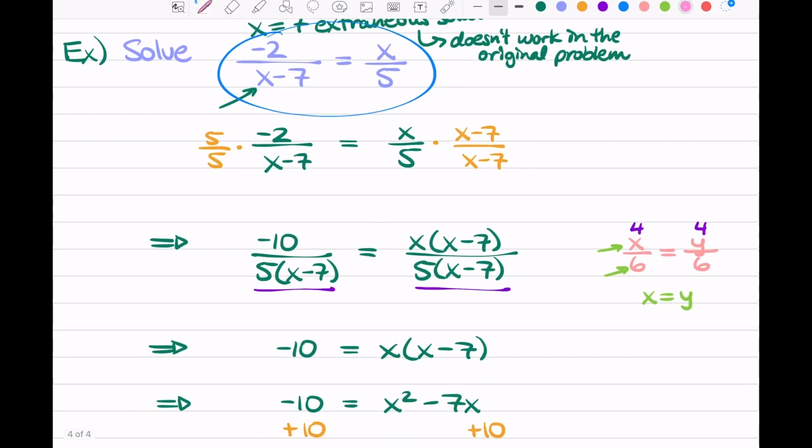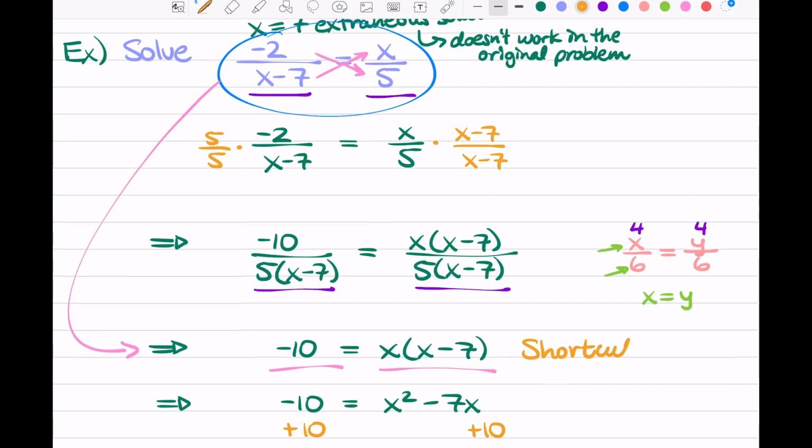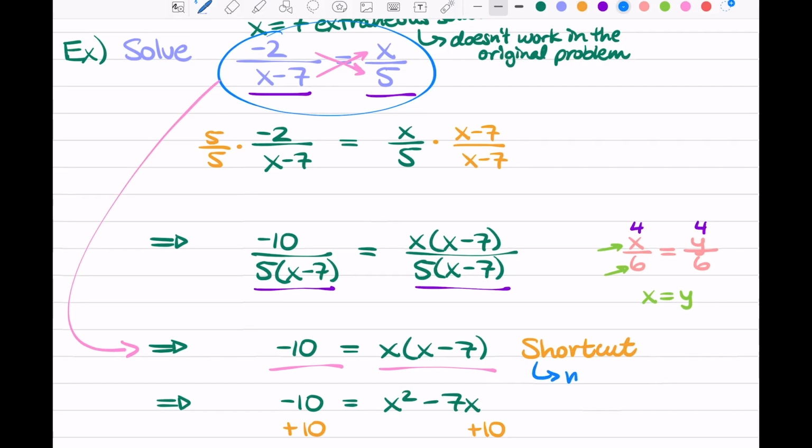And one more tip, when you have a question like this, where you have two fractions set equal to each other, there's actually a shortcut to go from the original problem all the way to this step. And the shortcut is to multiply the numbers in the diagonals. So negative 2 times 5 gives us our negative 10, and then x times x minus 7 gives us this piece. So our shortcut here is to multiply diagonals.